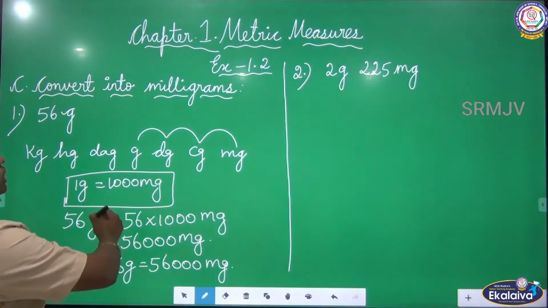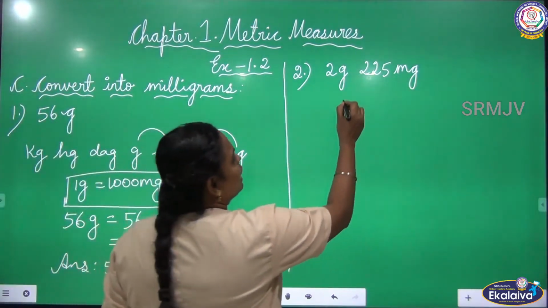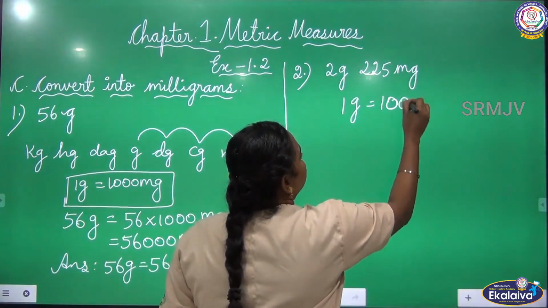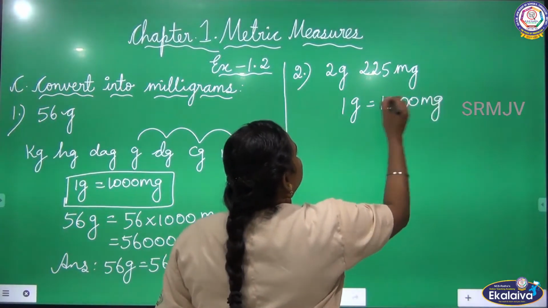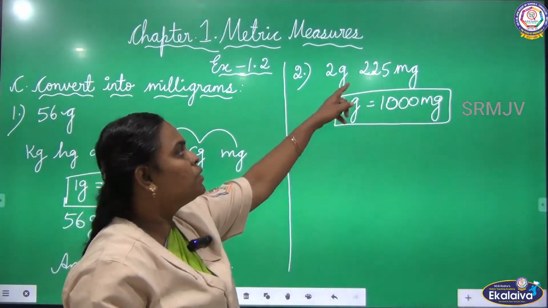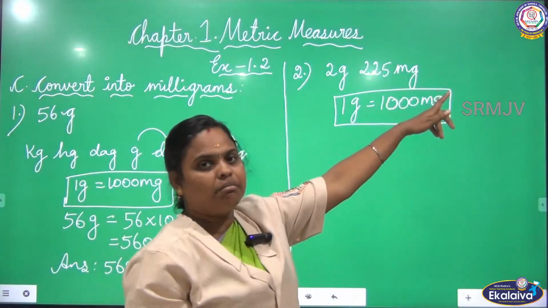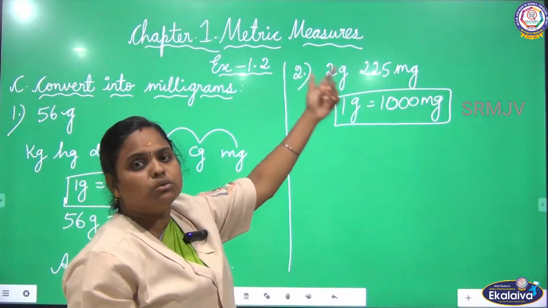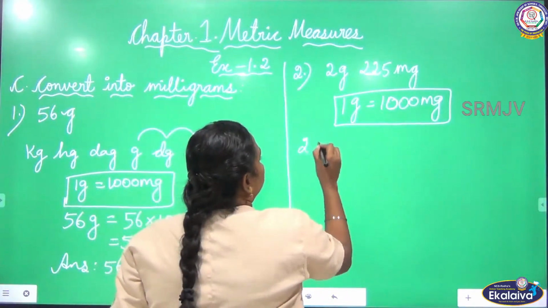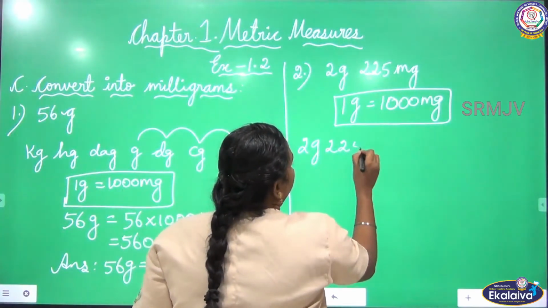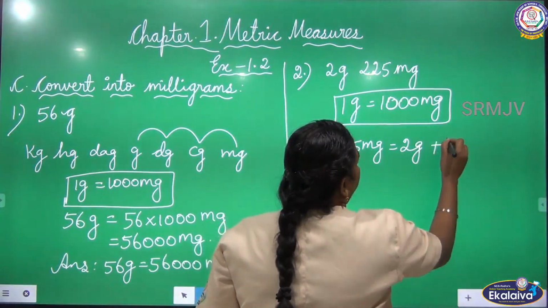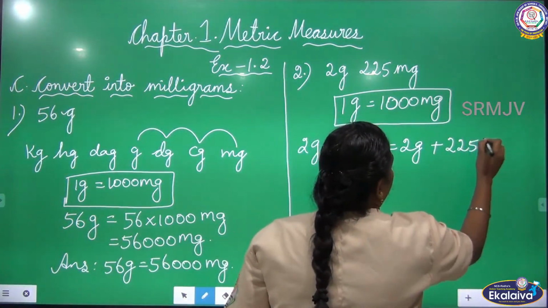Next one, 2 gram 225 milligrams. Same, we are going to convert into milligrams. So, 1 gram equal to how many milligrams, children? 1 gram equal to 1000 milligrams. See, listen, this 2 gram alone we are going to convert into milligram because 225 is already in milligrams. So, we have to convert 2 gram into milligram, then we have to add with 225. So, 2 gram 225 milligram equal to 2 gram plus 225 milligram.